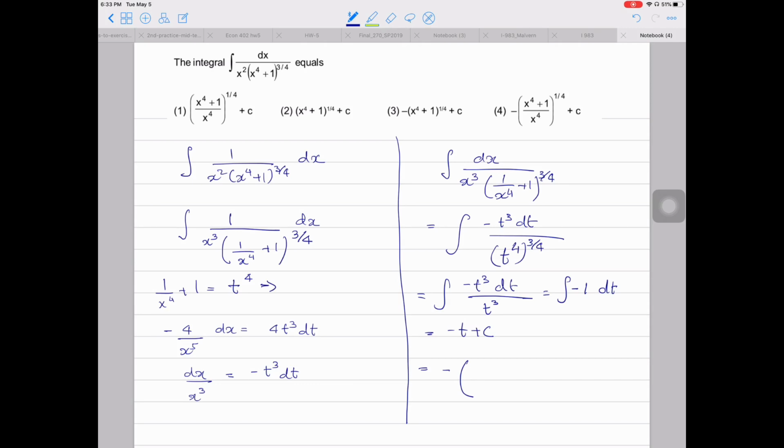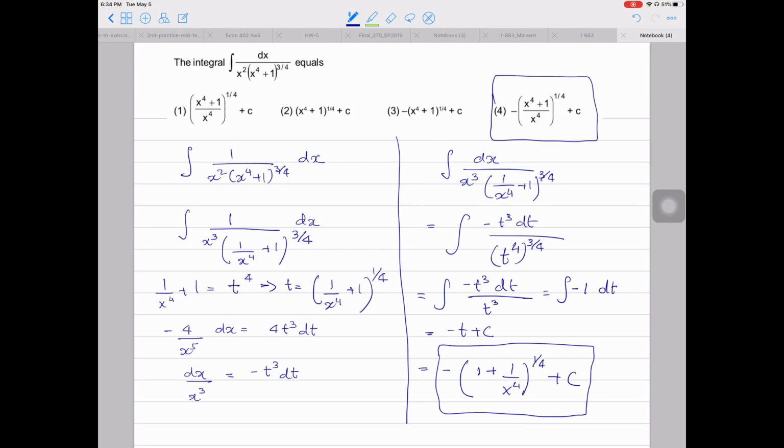So from here we know that t equals (1/x^4 + 1)^(1/4). So this gives us minus (1 + 1/x^4)^(1/4) plus c. This is the value of our integral, which is option 4. So you can just take this, multiply x to the 4, and that gives you the answer. Let's move on to the next question.